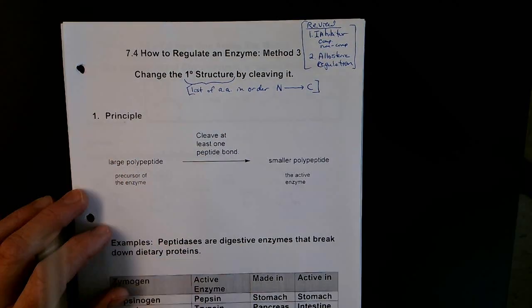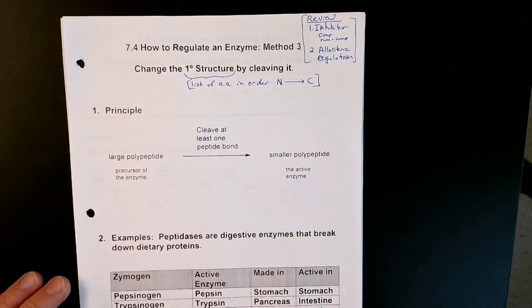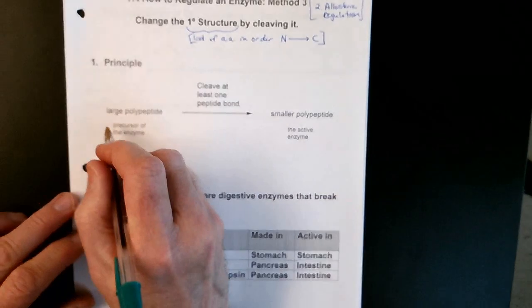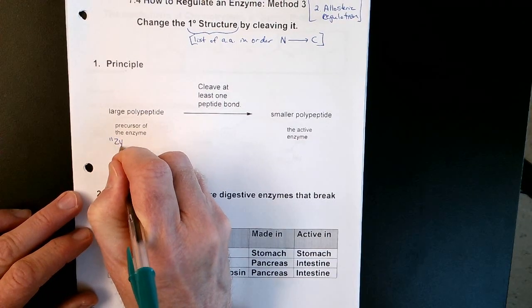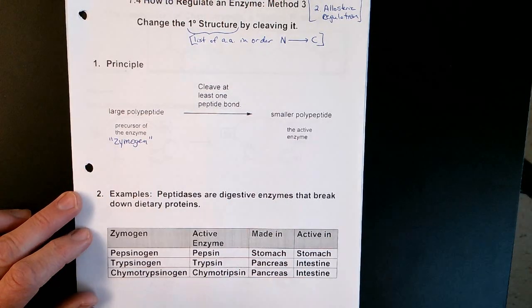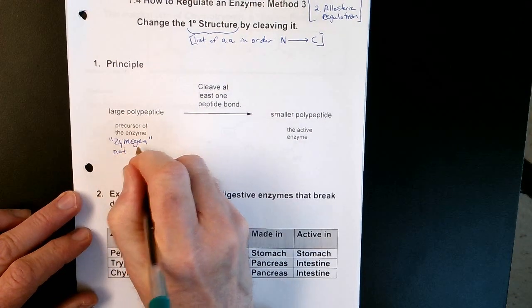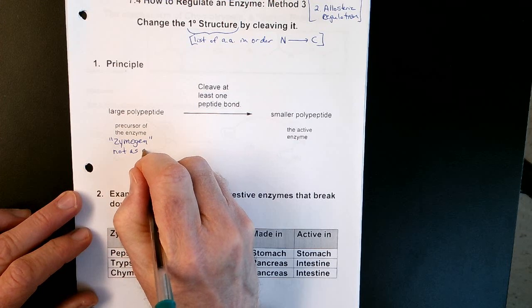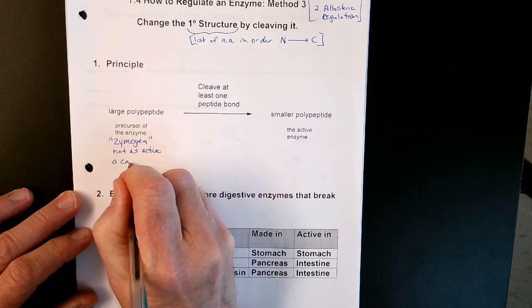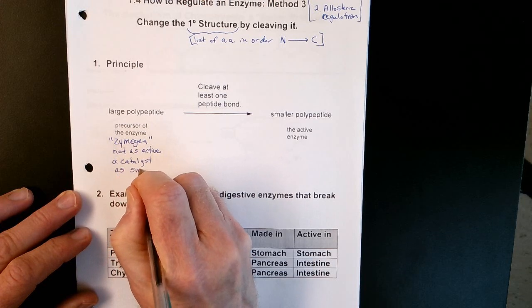What this is saying is you're actually going to monkey with the basic structure of the protein. By the time you get done with this regulation, what you start with will not be the same molecule. And sure enough, here's the principle of how it works. You start out with a large polypeptide, a protein. This is a precursor, and it has a name which you may have heard before. This thing is called a zymogen. It is an honest-to-goodness protein, and this thing is not as active a catalyst as your smaller polypeptide.